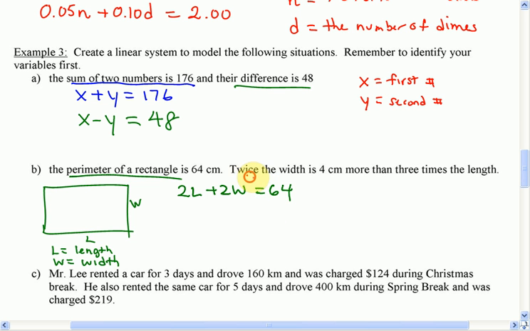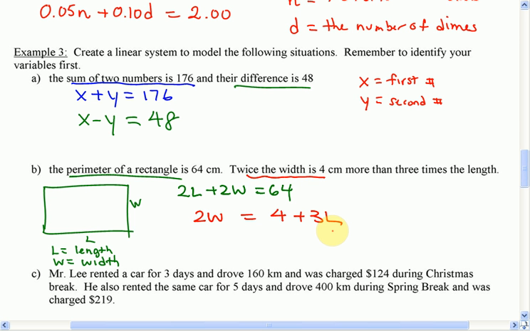Okay, now let's do the next part. Twice the width, 2W, is equal to 4 centimeters more, 4 plus 3 times the length, 3L. Done. And by the way, if your order is different, if you wrote down 3L plus 4, that's okay. Same thing.